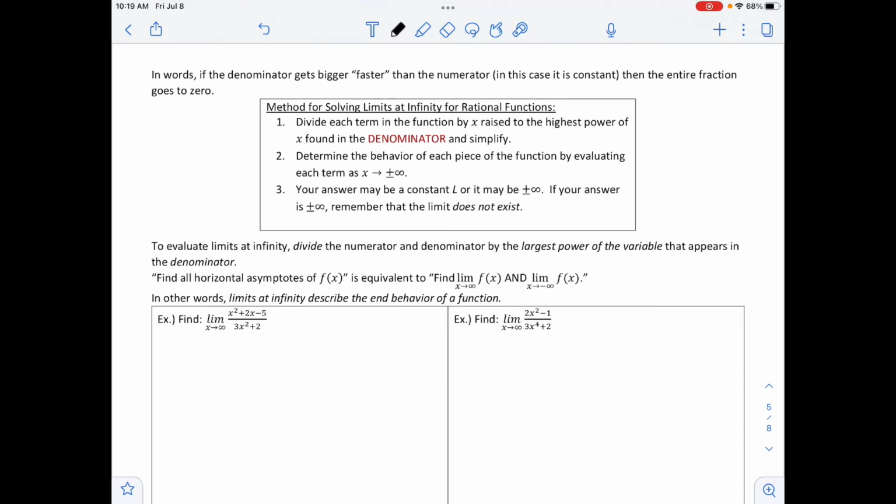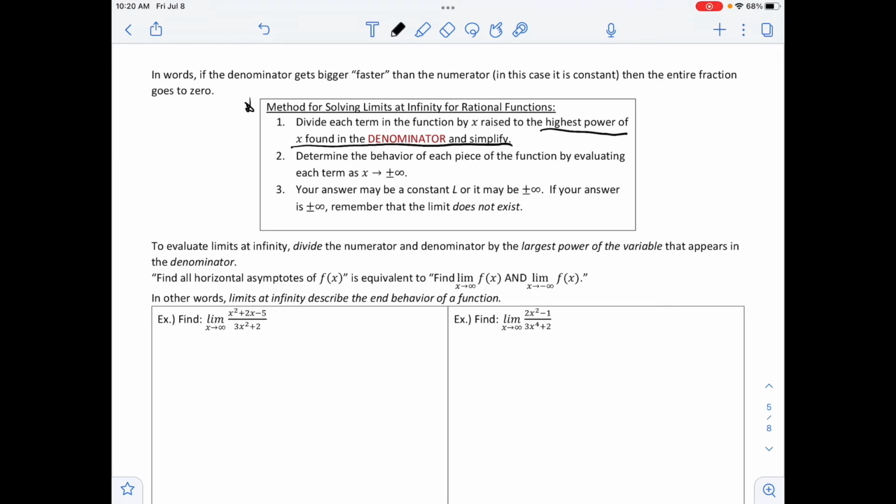Methods for solving limits at infinity, and this is for rational functions. One would be to divide each term of the function by x raised to the highest power of x found in the denominator and simplify. Two would be to determine the behavior of each piece of the function by evaluating each term as x approaches either positive or negative infinity. Your answer may be constant L, or it may be positive or negative infinity. If your answer is positive or negative infinity, remember that technically the limit does not exist.